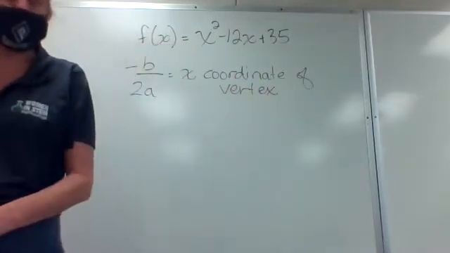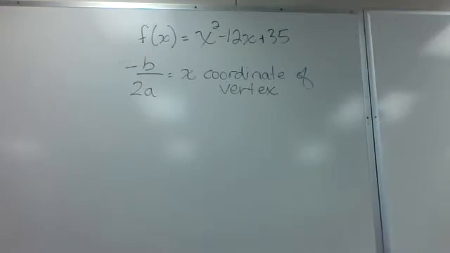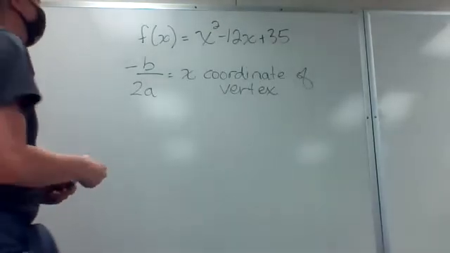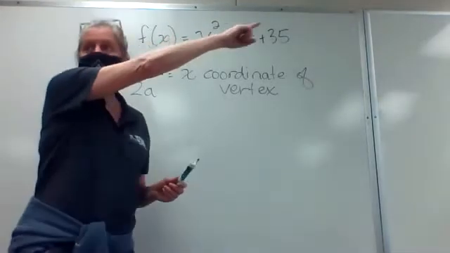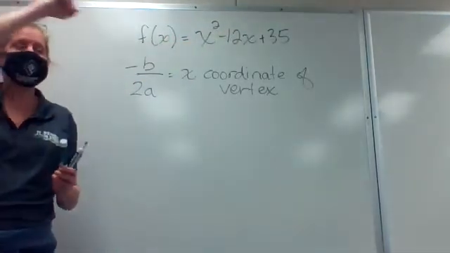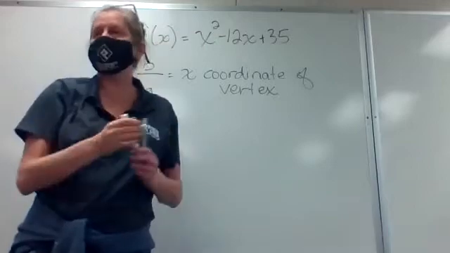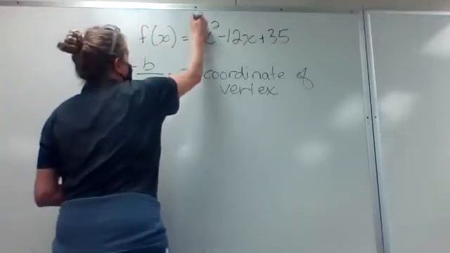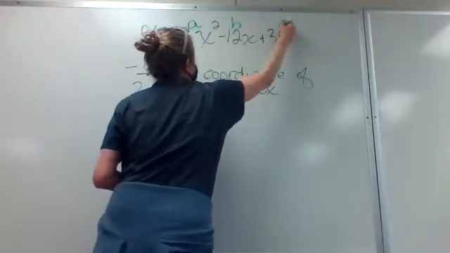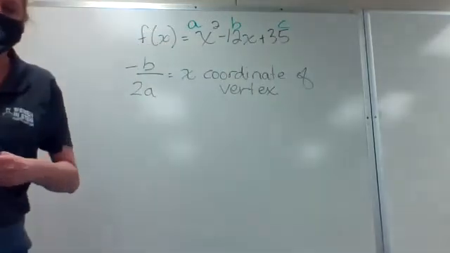the opposite of B over 2A gives you the x coordinate of the vertex. Okay, this is a quad equation, right? So your A, B, and C are just like they were in the quad formula. A is always in front of x squared, B is in front of x, and C is your constant.